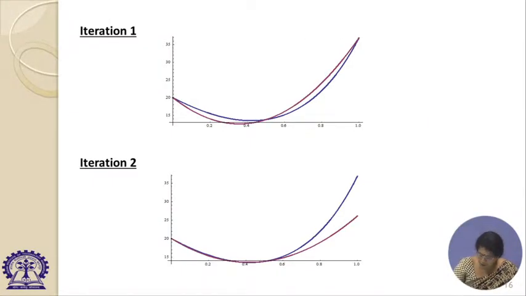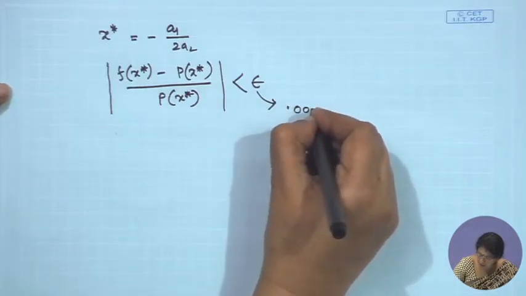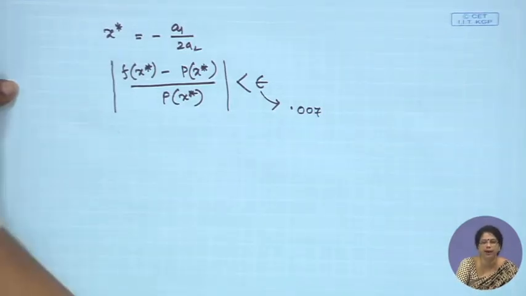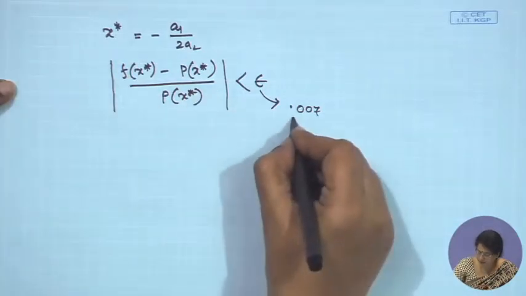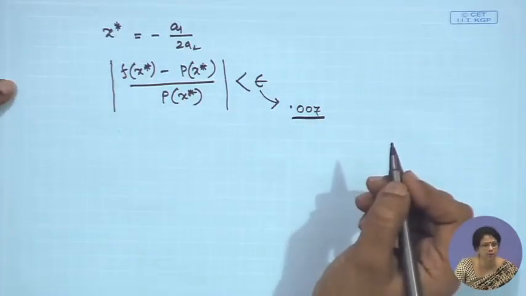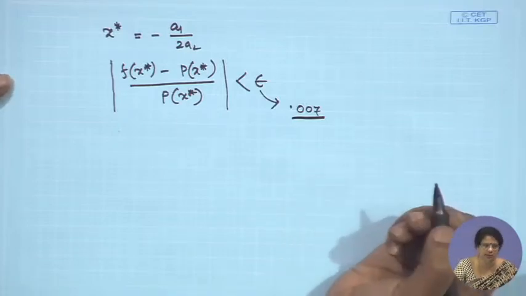For these values it was coming 0.007 or so. We got that value. You can calculate also. And if you calculate this value and you are happy, you can stop the iteration. If you are not happy, again you can go for the region elimination technique and you can get a better polynomial.